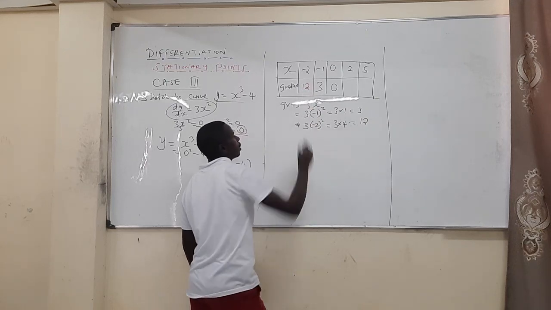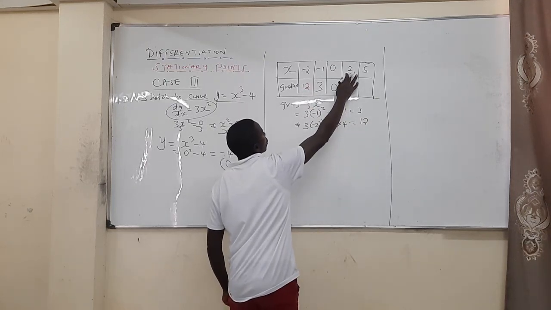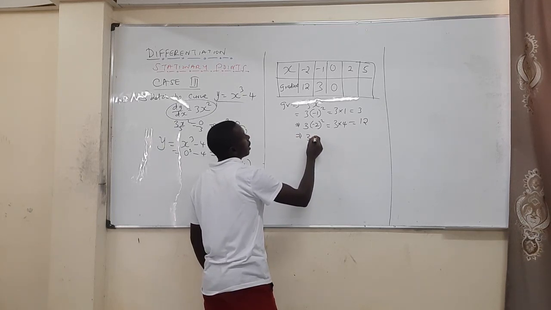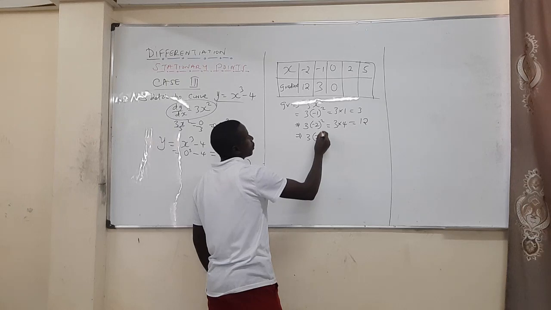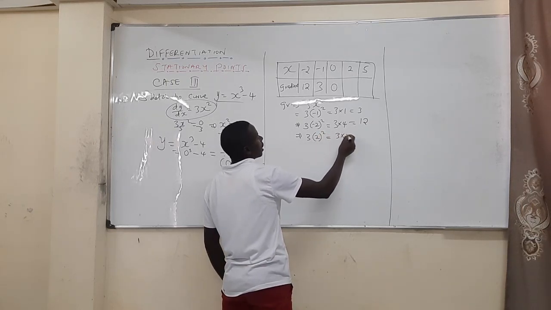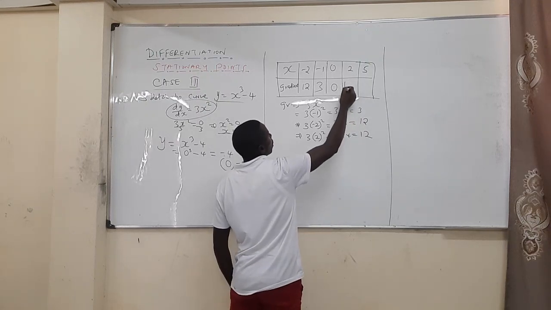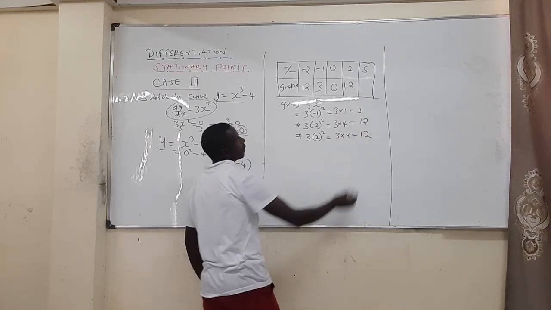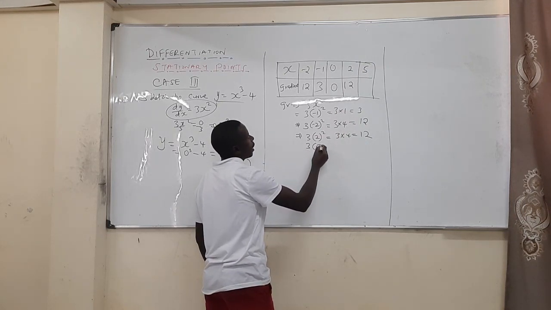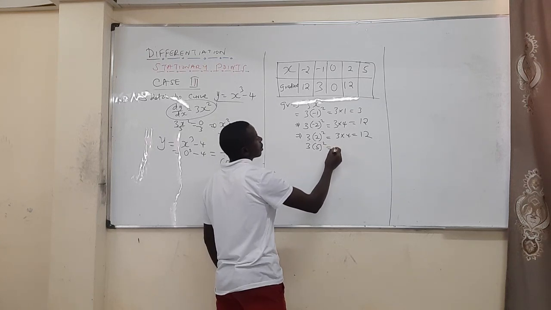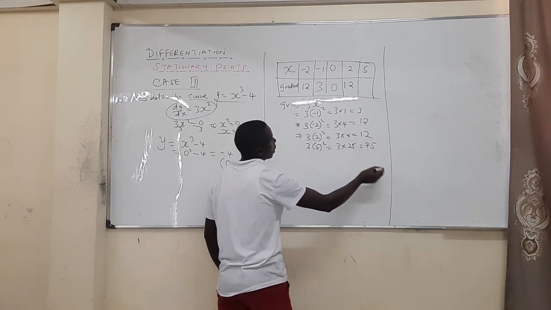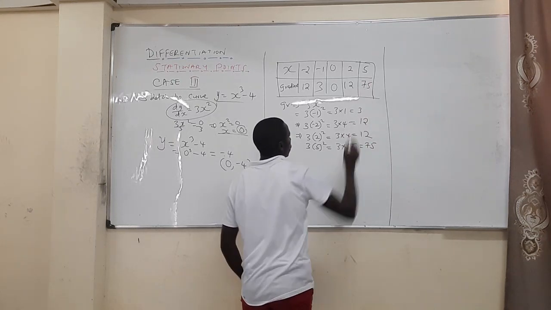Then we have positive 2. Our gradient function is 3x squared, so that is 3 times 2 squared, that is 3 times 4, and we get positive 12. And lastly, we have x equals 5. So 3 times 5 squared, and 5 squared is 25, so that is going to be 75.